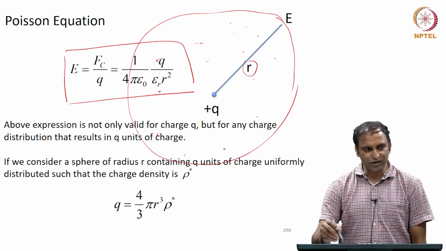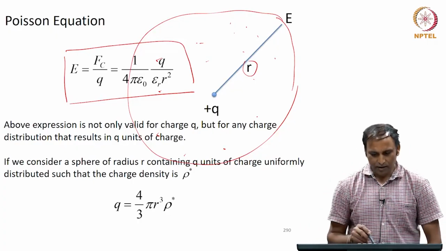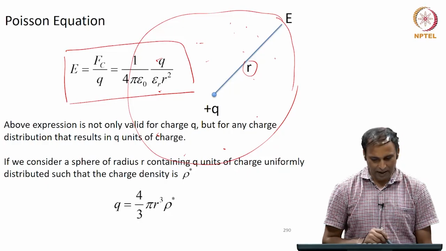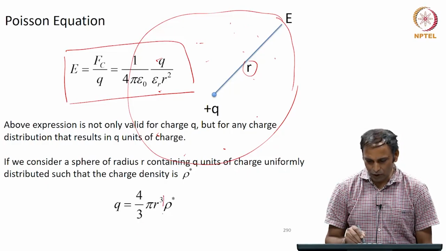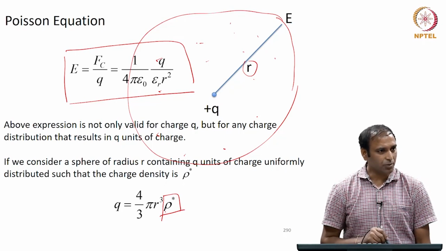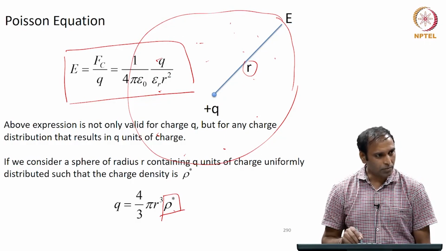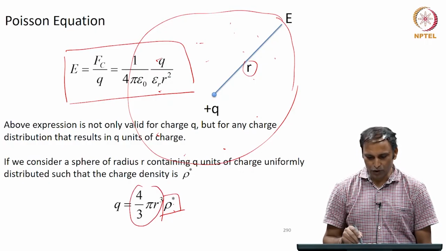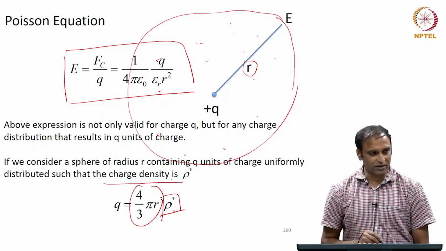Now, if I have a distribution of charges, I can define again a charge density. I can define a charge density, the charges per unit volume, multiplied by the volume. If rho star is the charge density.